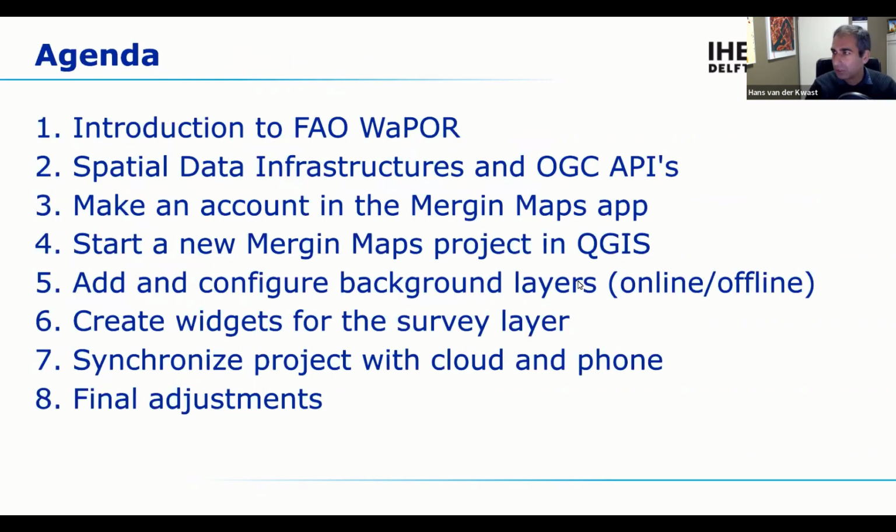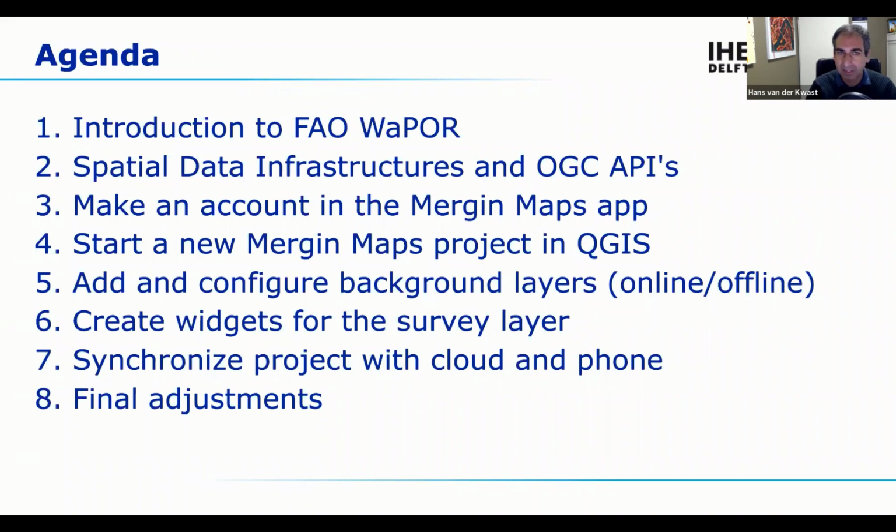So here is a bit of an order of the presentation and the training. I'll first introduce you to FAO WaPOR. So you learn about what the data is and where you can find it. And then I'll make the link with spatial data infrastructures and OGC API. So you learn what that is. And that's an important thing because we need that to connect to WaPOR. And then also link that to QGIS and Mergin Maps that we're going to use.